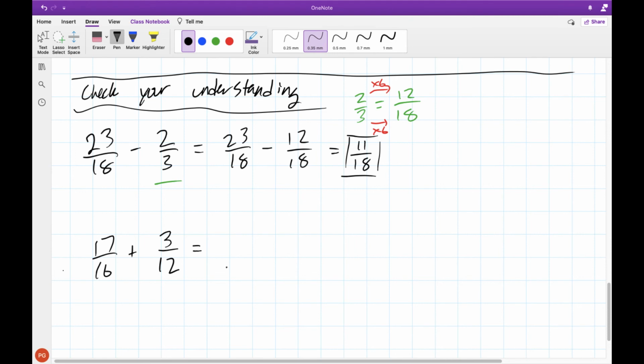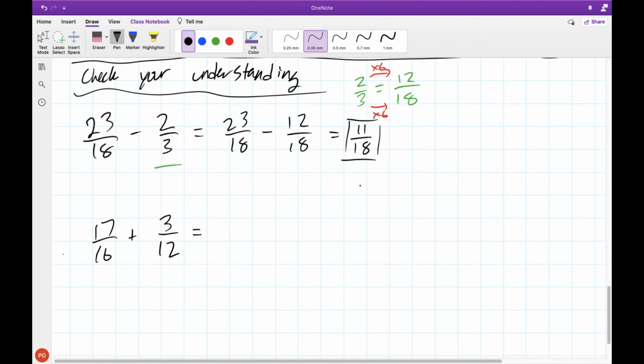For our second one here, this is a little bit trickier because there's no number we can multiply 12 by to get 16 that's also a whole number. So we can't use this trick here, so we need to find a common denominator. Now we could do 12 times 16 as our common denominator, but that's going to be a pretty big number. So instead, I'm going to try and use that multiples method.